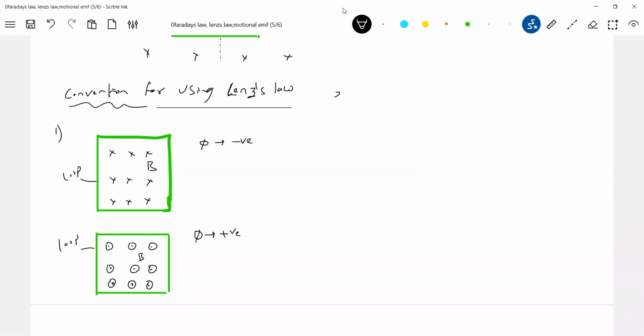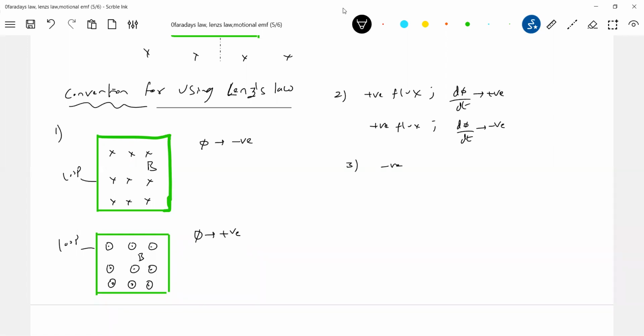Second convention: if positive flux increases, d phi by dt will be positive. I think this is quite clear. You go back to kinematics, dx bar by dt. If x bar increases, definitely v bar should be positive, along the positive axis. Similar idea: if positive flux decreases, d phi by dt will be negative.